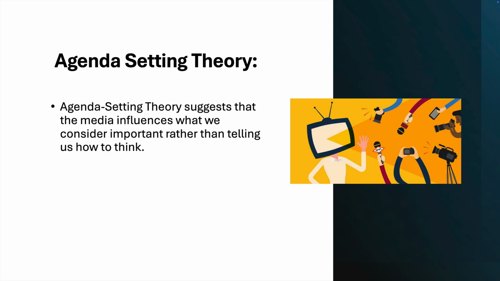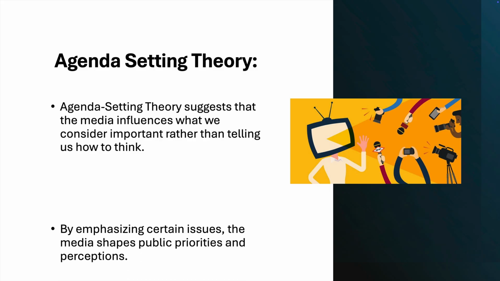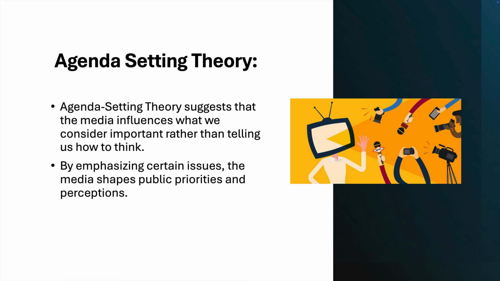Agenda-setting theory suggests that the media influences what we consider important rather than telling us how to think. By emphasizing certain issues, the media shapes public priorities and perceptions. Key components of agenda setting include the following.